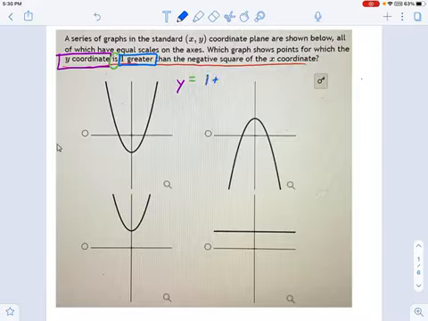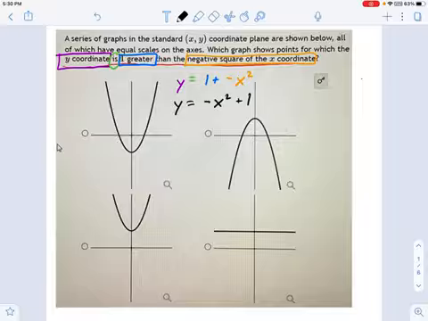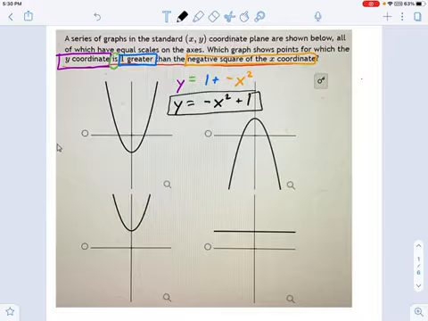Then what? What's it 1 greater than? Okay, the negative square of the x-coordinate. So the negative square of the x-coordinate, that's wordy. What that means is negative x squared. So there's my equation. Let's just rewrite this in a form that's looking a little more traditional: negative x squared plus 1. Okay, which one of these graphs matches that?